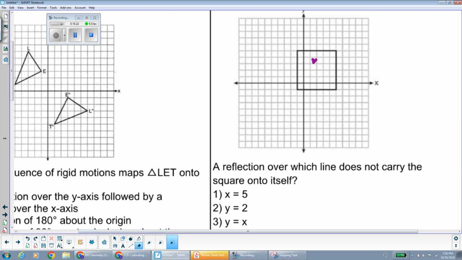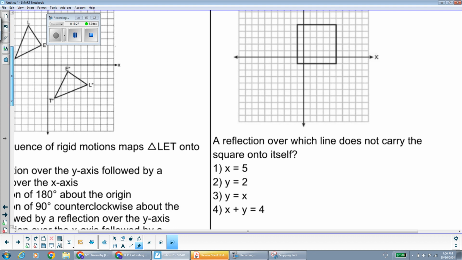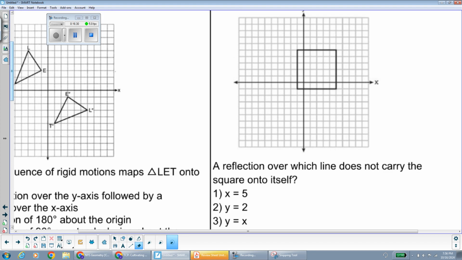So for the next one over here, we're looking for which one is not a line of symmetry, because if it's a line of symmetry, it's going to carry the figure onto itself. So the line x equals 5 is 1, 2, 3, 4, 5. This vertical line is not a line of symmetry. In fact, if we reflect it over this line, it's going to go over here. It's not going to be in the same spot. It's going to be flipped over the line. Not a line of symmetry. So that is actually the correct answer.